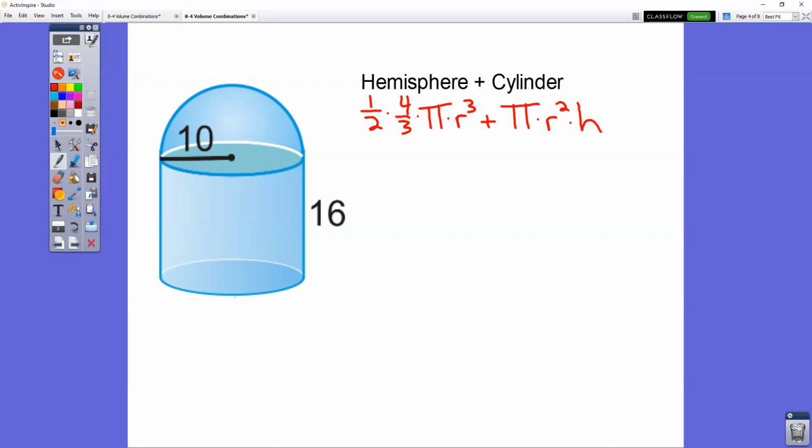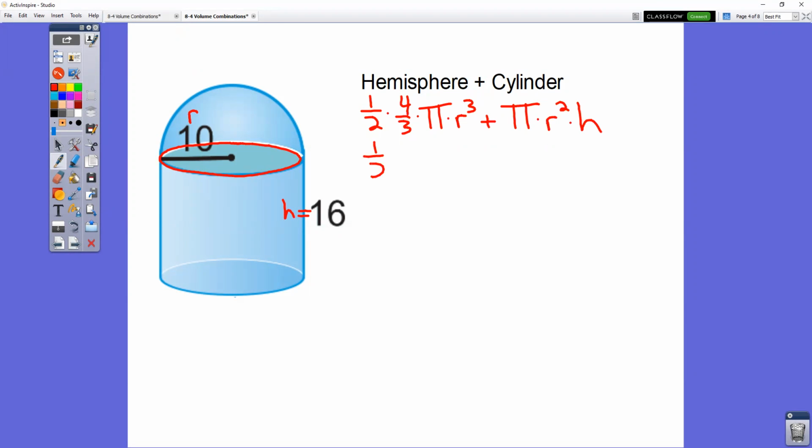So looking at our picture, we have our circle right here for our hemisphere. This 10 goes halfway across the circle, so that is your radius. It is also the top of the cylinder, so that is also the radius for the cylinder. The height of the cylinder is 16.